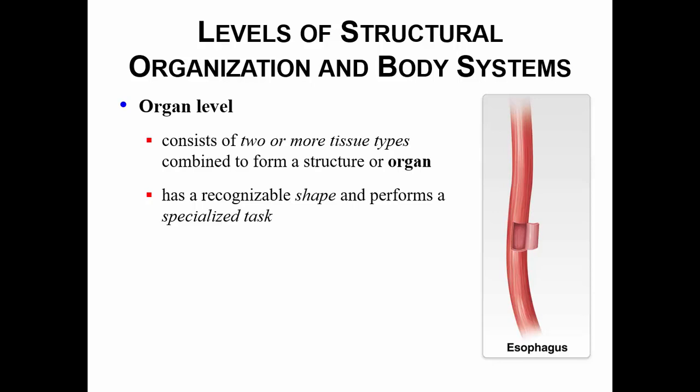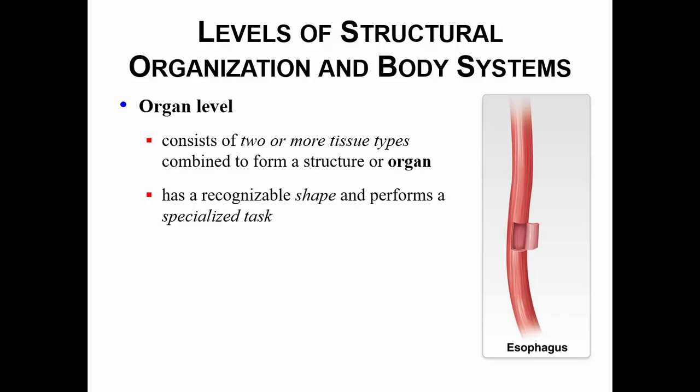Organs are made of two or more tissue types that perform a common function. So they have a certain shape and they have a specialized task. The graphic there is showing the esophagus. We know the esophagus is a tube that extends from the pharynx, the throat, all the way to the stomach. And its job is to get the food from the throat to the stomach. So it's designed in such a way to do that. And it's got different tissues there. It's got some muscle tissue and some epithelial tissue, as well as nervous tissue.